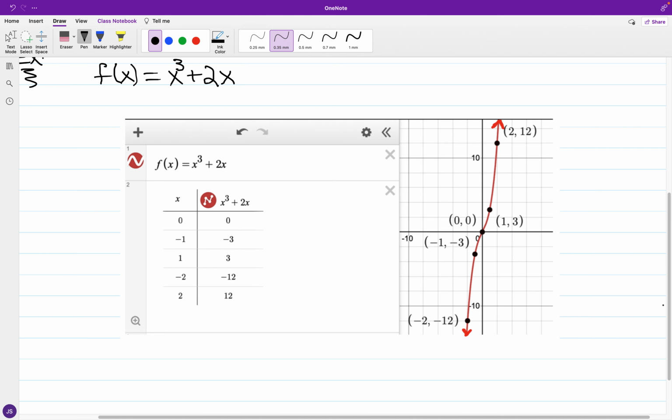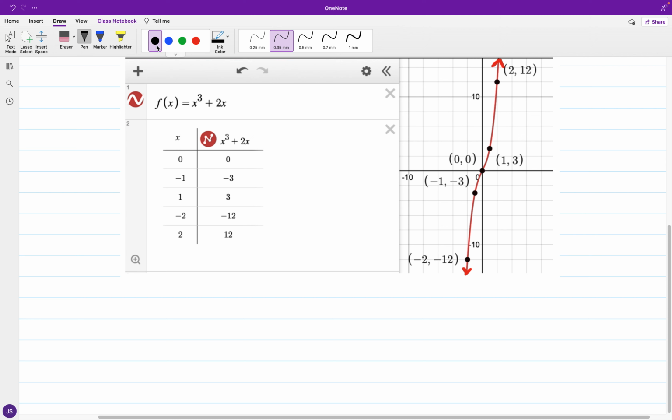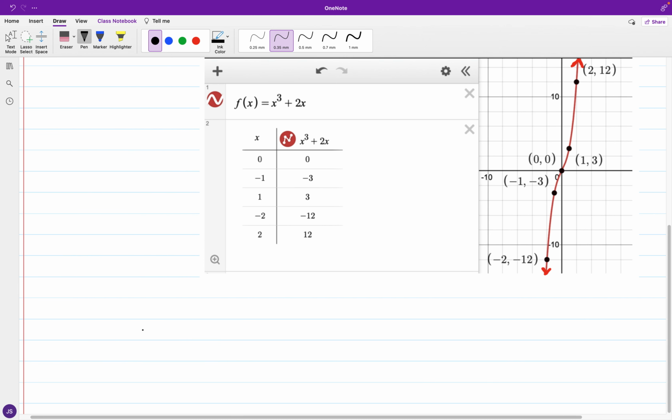Now, for the other type of function, we have even functions. For an even function, you're going to have reflection, but it's going to be with respect to a different reference. Instead of being reflected about the origin, it's going to be reflected about the y-axis.